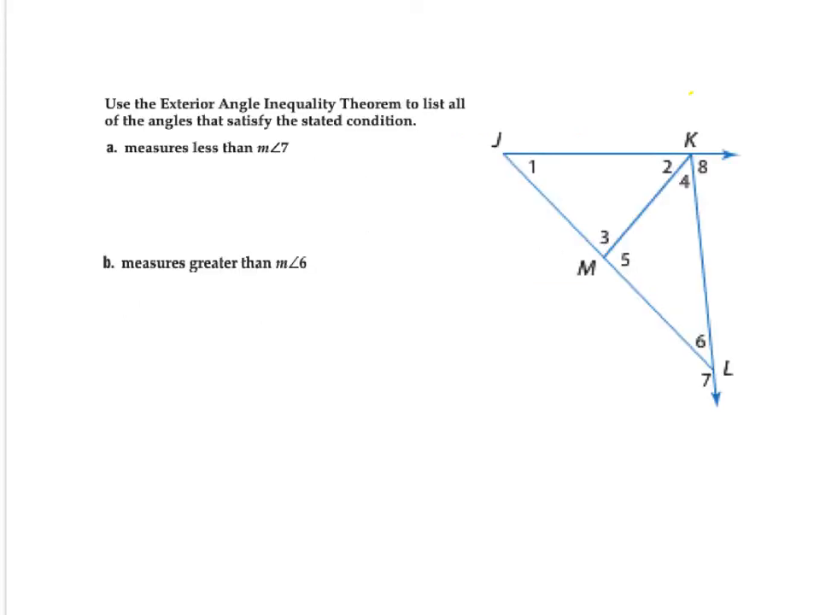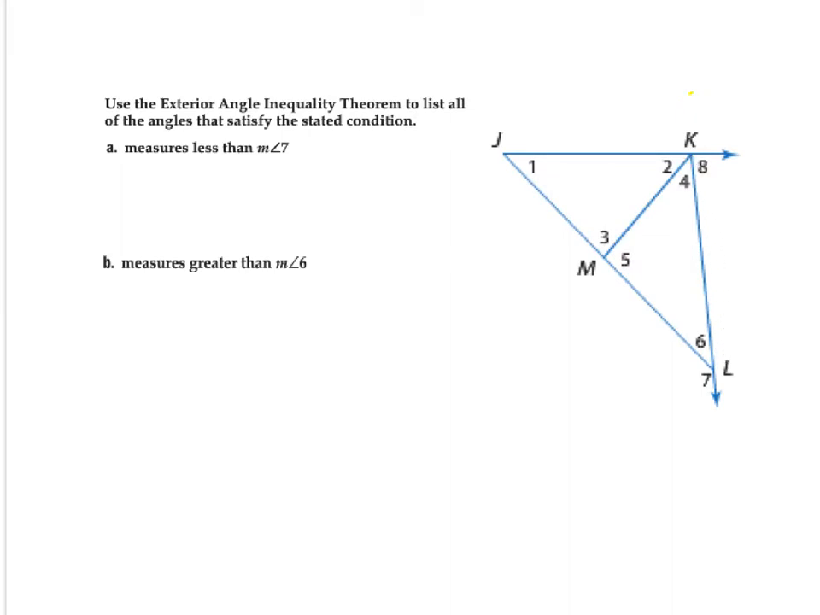Okay, let's look at these problems right here. We've got to use the TIT, the triangle exterior angle inequality theorem, to list all the angles that satisfy the stated conditions. We first want to know all the angles that measure less than angle 7, which is right here. Notice that it is an exterior angle to two triangles, this triangle right here, and it's also an exterior angle to the big triangle right here.